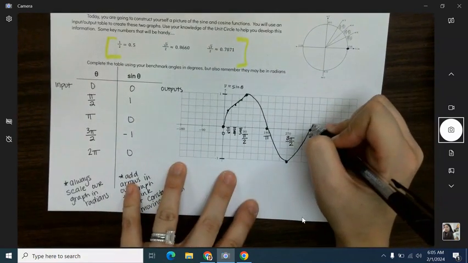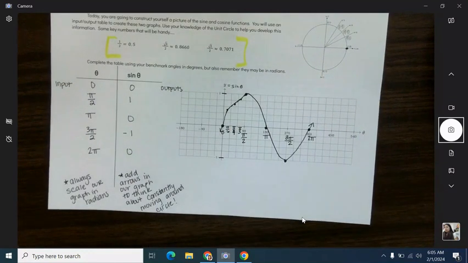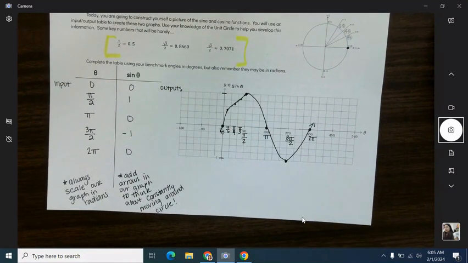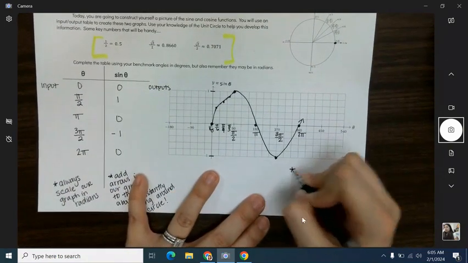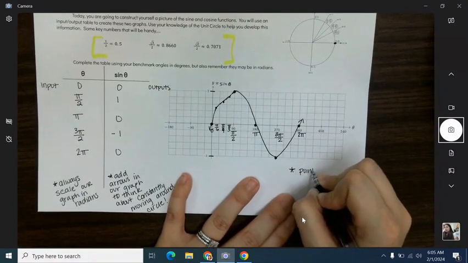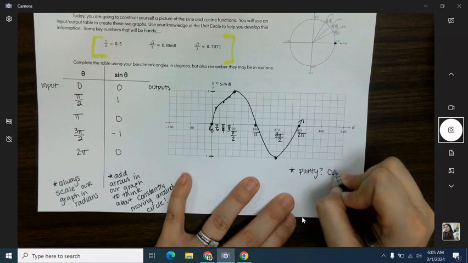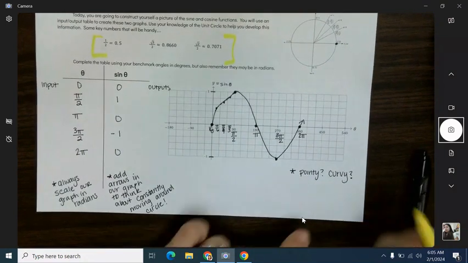Now remember, we talked about how we always want arrows at each end because we want to mimic that movement of it constantly looping about the circle. So let's talk about some thinking questions here. Is it pointy? Is it curvy? The answer is that it's curvy.